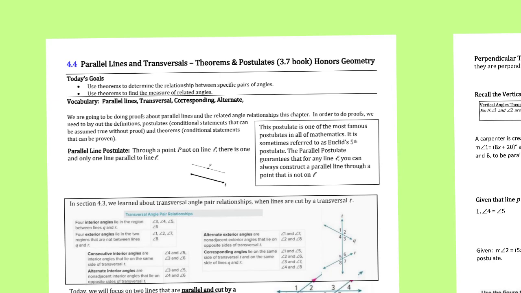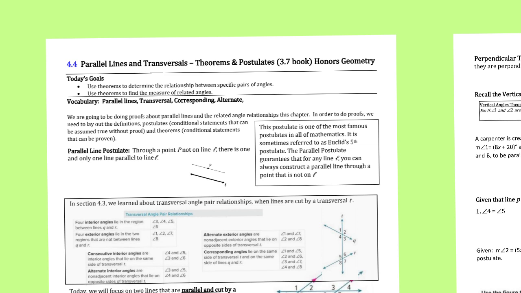Okay, so today we're going to be talking about parallel lines, transversals, and the angles that are formed when you have parallel lines cut by a transversal. Yesterday, or in the previous lesson, we talked about naming those angles, and so we're going to use those today and talk about some theorems and postulates that go with them.